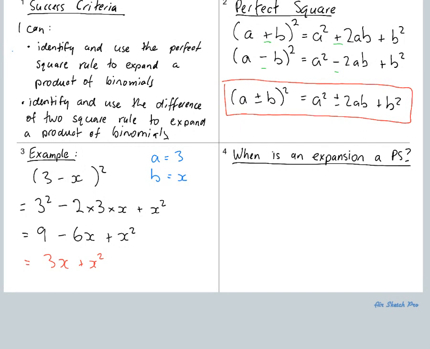What's wrong, Tom? Yep, I'll come back to that in just a sec. Just focusing on this line here. Everyone okay with 9 minus 6x plus x squared is 3x plus x squared? Just nod if you're okay. I'm not seeing enough nods around the room. Thomas, what's the story?